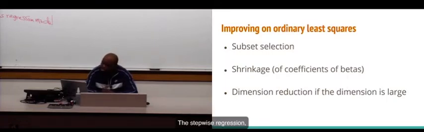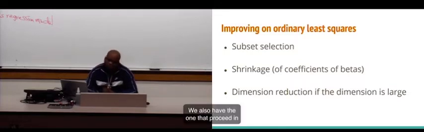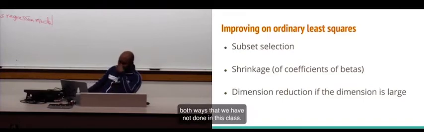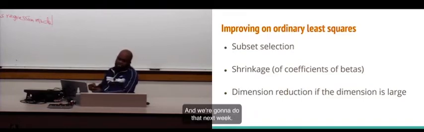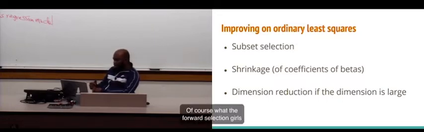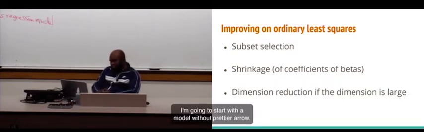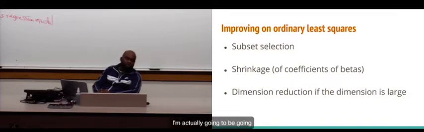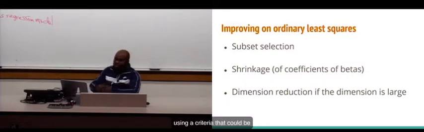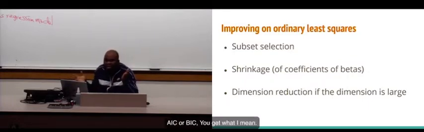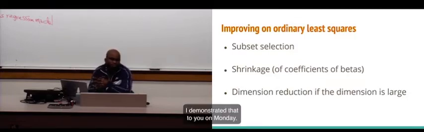In stepwise regression, we have what we call the forward, and we have the backward. We also have the one that proceeds in both ways, which we have not done in this class, and we're going to do that next week. Of course, the forward selection is going to start from the intercept. I'm going to start with a model without predictors at all, and I'm going to be adding the significant ones using a criterion that could be AIC or BIC. You get what I mean? I demonstrated that to you on Monday.